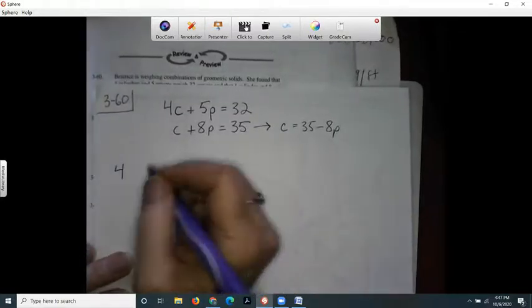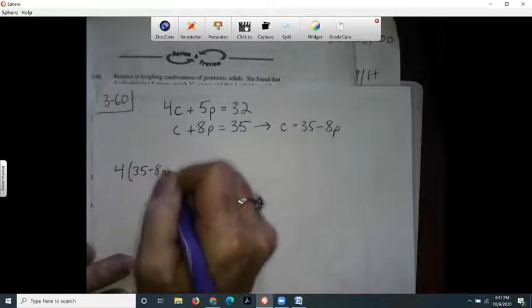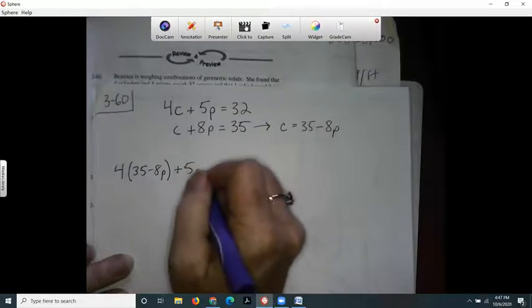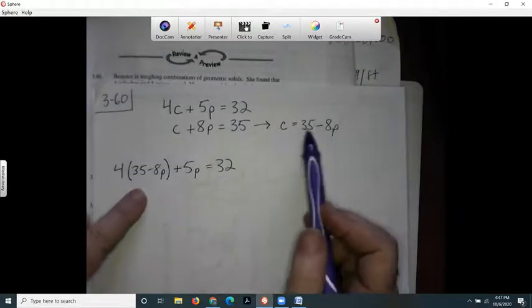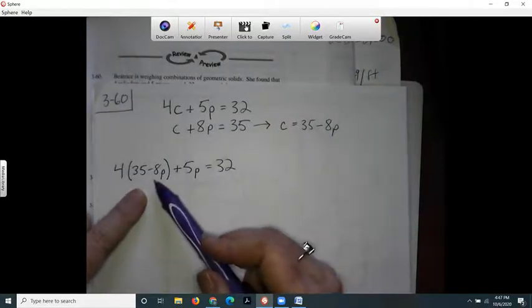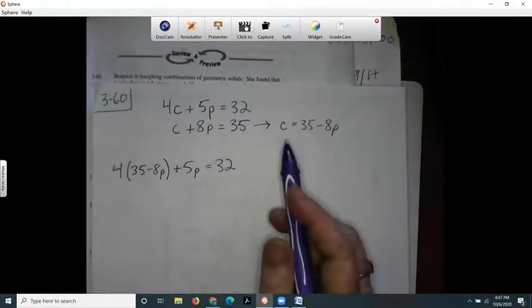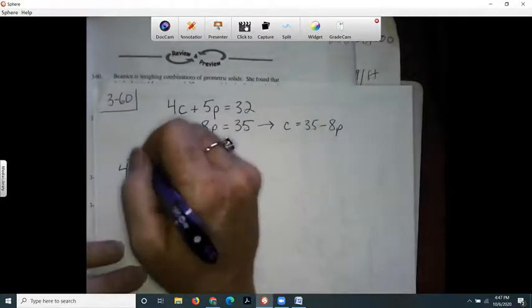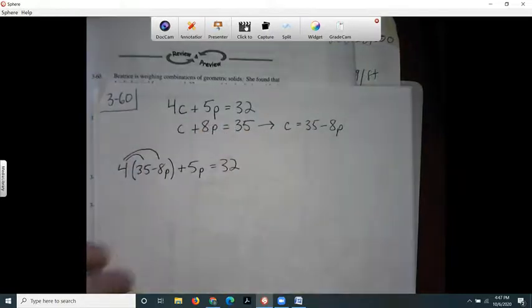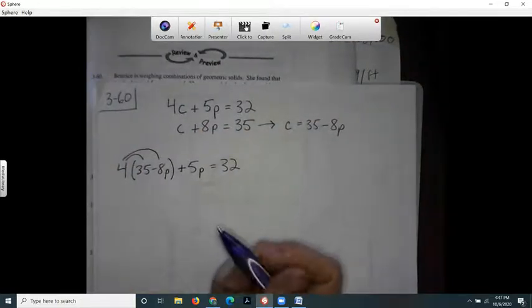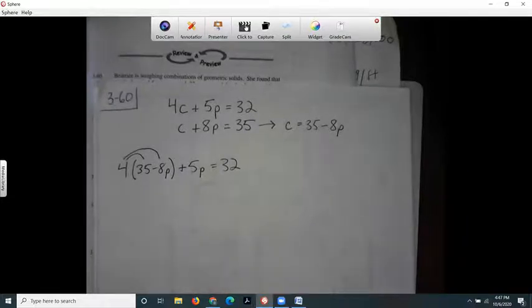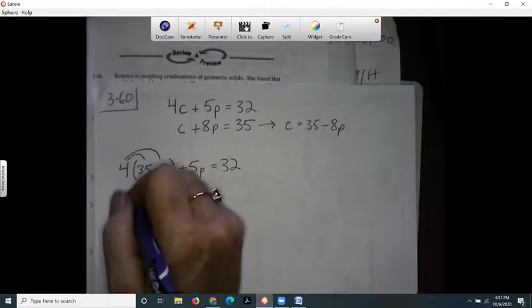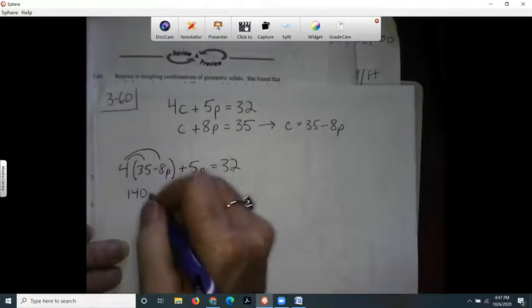So I'm going to write 4 times C, but instead of C, I'm going to write 35 minus 8P plus 5P equals 32. Okay, so I plugged this equation into the top equation. So that's called substitution. And so then, well, I still end up having to find out what 4 times 35 is. 2 times 35 is 70. So 4 times 35, I think, would be 140. And then 4 times 8 is 32.